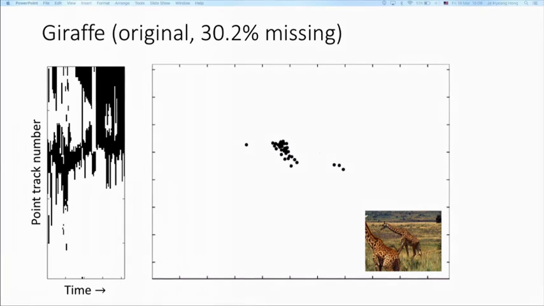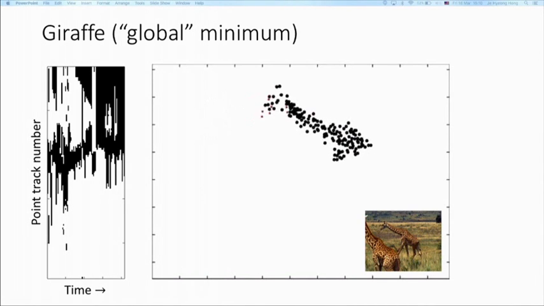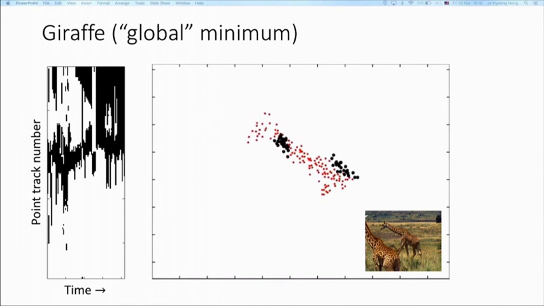And a matrix factorization algorithm at the global "minimum" can produce a result something like this, where the red points describe the extrapolated points. And here we've assumed that the giraffe trajectories can be estimated by a product of two matrices, where one is the giraffe 3D points, and the other one is just a linear basis of these things. But I won't go through it in detail.